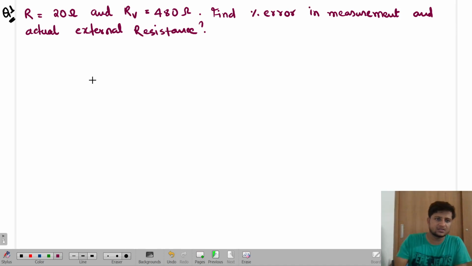R is external resistance. R means external. Okay.